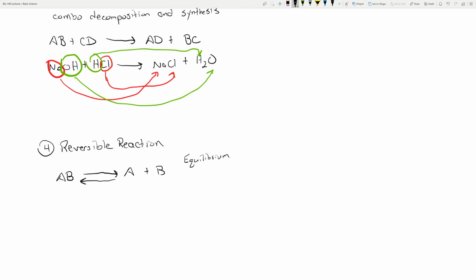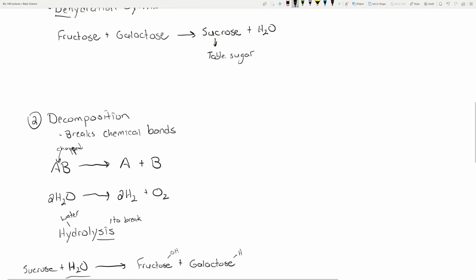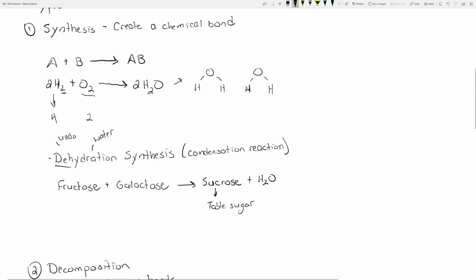A real life scenario for this one is H2O. It likes to bounce back between two forms, H plus and OH negative. That's what water likes to bounce back between. So that is a reversible reaction as well. Those are the big four. The ones I definitely want you to remember are synthesis reactions and decomposition reactions, and we will look at those more in detail when we talk about our organic molecules.